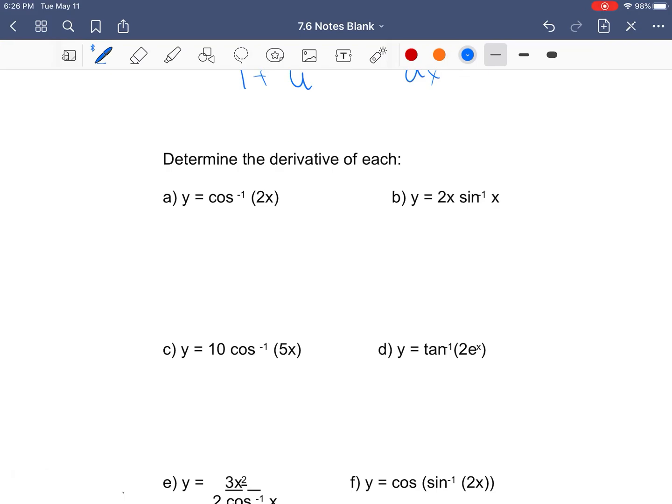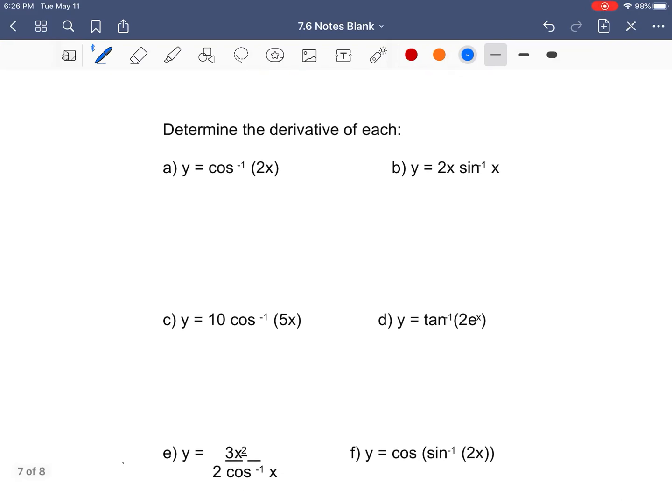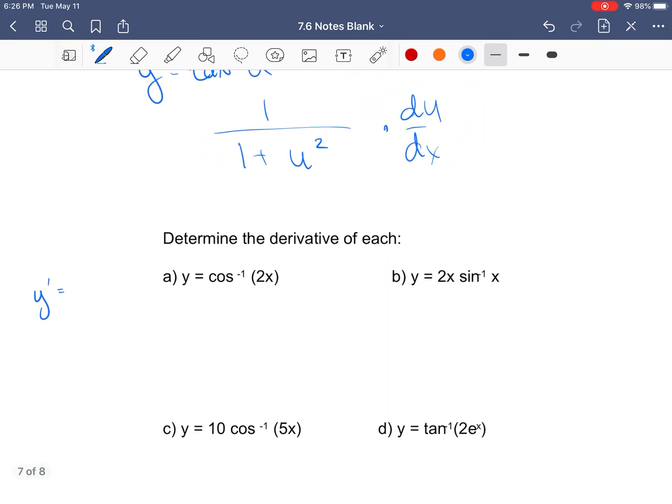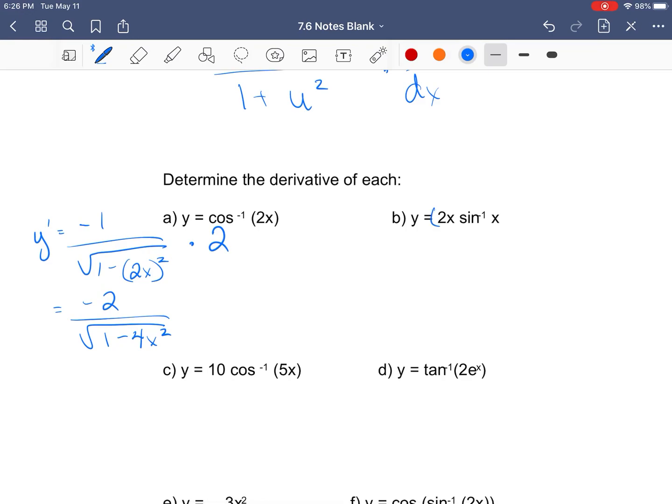Okay, so determine the derivative of each. We're just going to do a handful of them. So the derivative of inverse cos of 2x. Using our inverse cos rule that we now know from up here, that's going to be -1 over the square root of 1 minus the stuff squared times the derivative of the stuff. And so if we simplify this, we're going to get -2 over the square root of 1 minus 4x squared. And we would leave it like that.